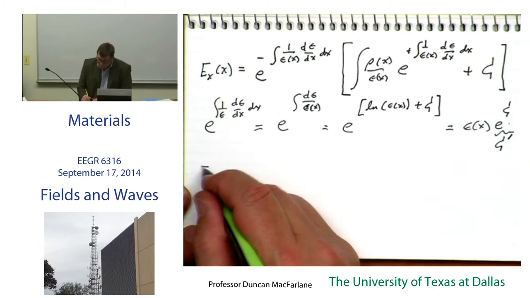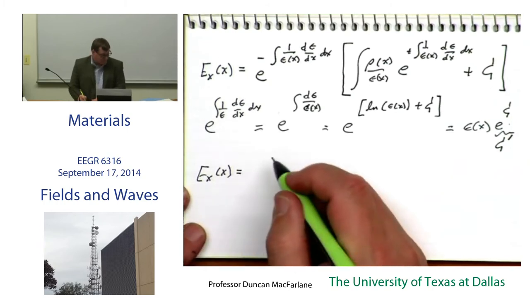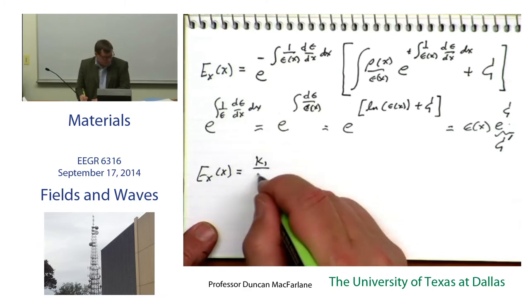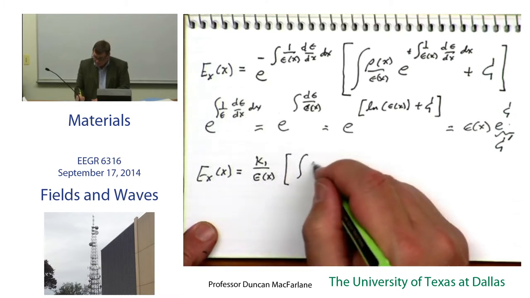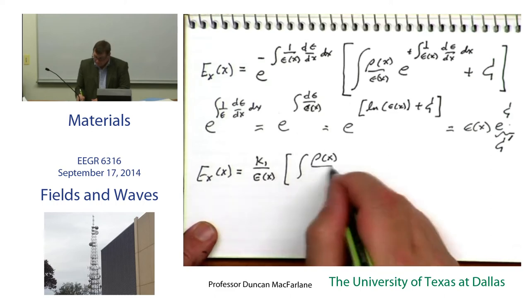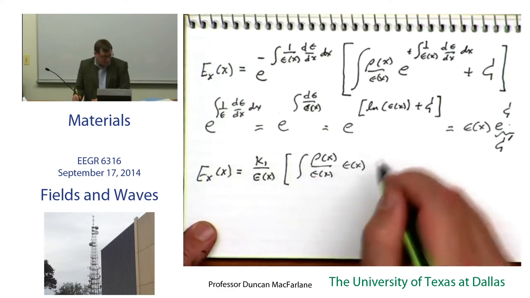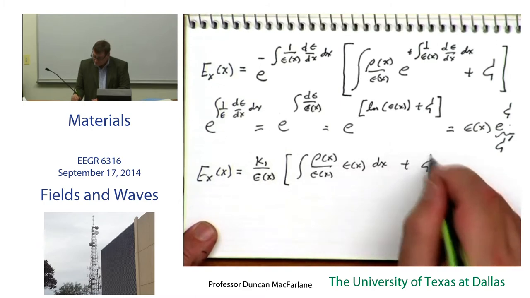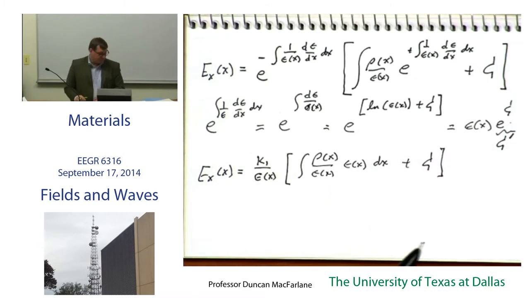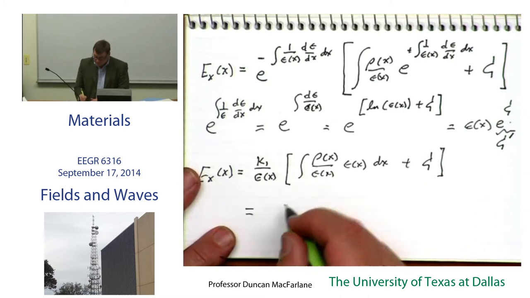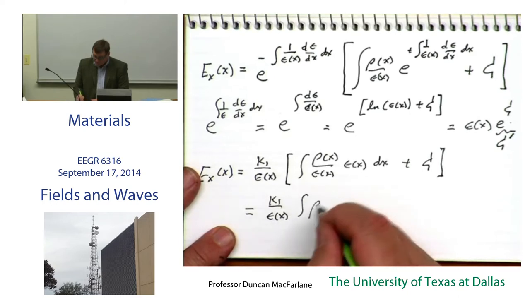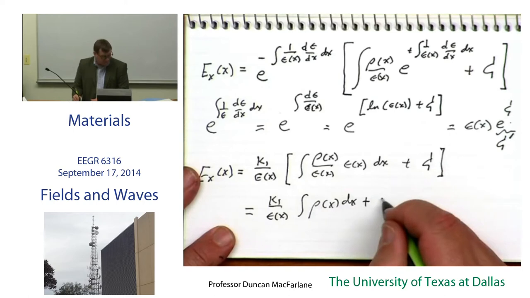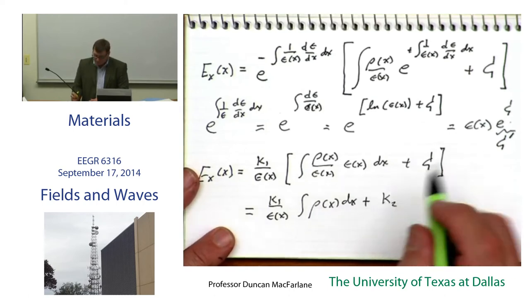So the answer, E of x, is some constant over epsilon of x times the integral of rho of x over epsilon of x times epsilon of x dx plus that constant up there. Which is equal to just k1 over epsilon of x times the integral of rho of x dx plus some other constant.